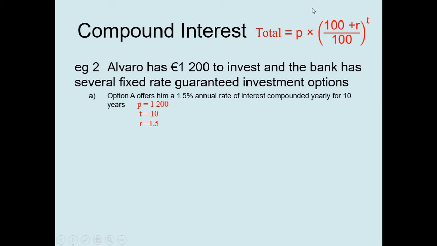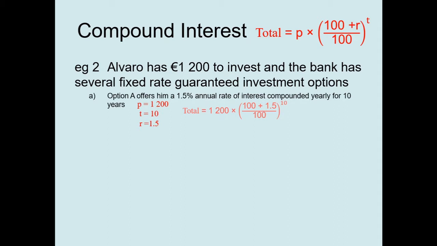And if you want to use this formula the way it's written, by all means, let's start by doing it that way. But again, I'm hoping we can start simplifying it as we understand what we're doing. So the total is equal to the principal multiplied by 100 plus the rate over 100 to the power of the number of terms. So my principal being 1,200, my rate, which is 1.5, is added to 100 and divided by 100 because we're increasing the principal amount by 1.5% repeatedly 10 times, so to the power of 10.